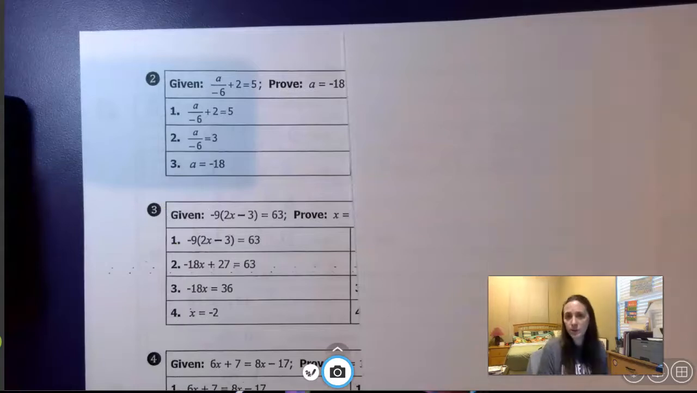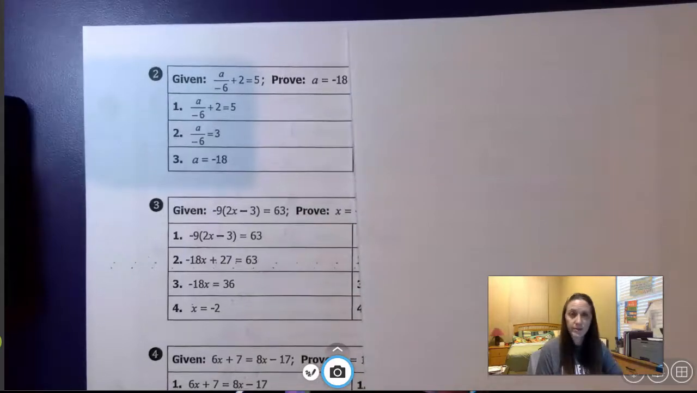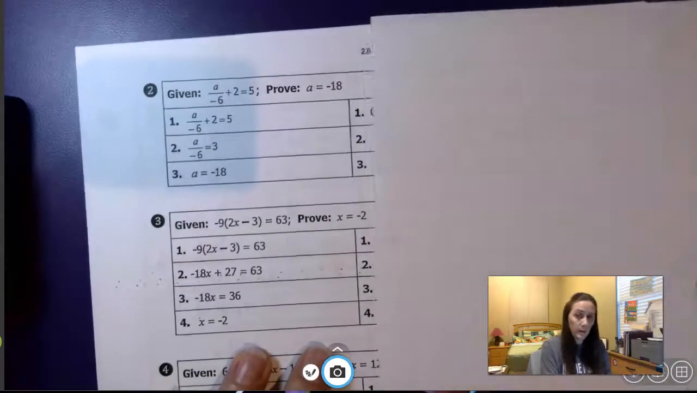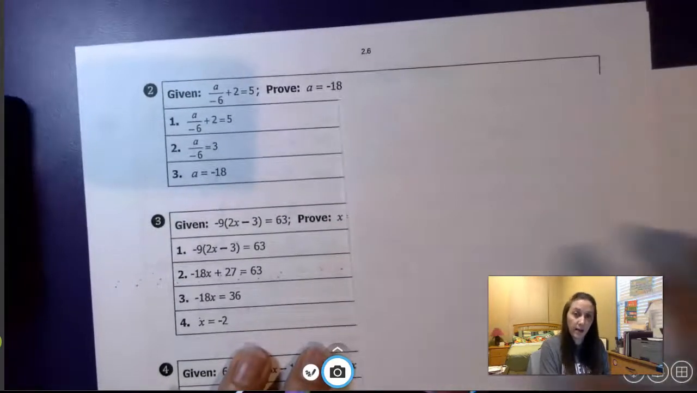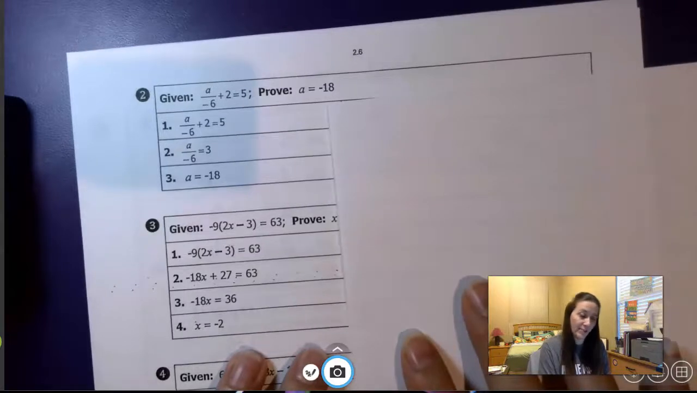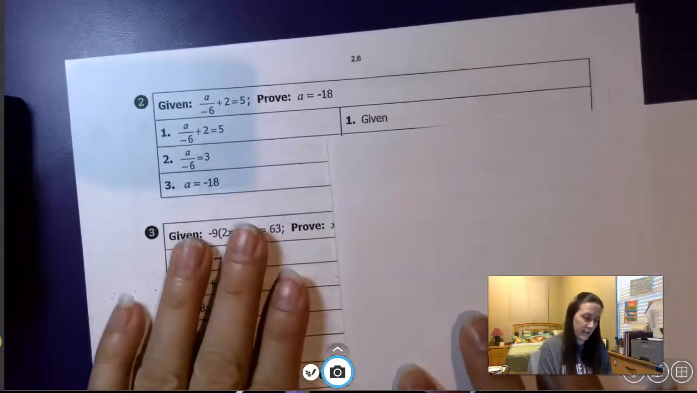Okay, we are not going to do all of the problems today. We are going to do 2, and then we're going to do the last one. I think the last one's number 5. So 2 and 5 over here. So if you want to pause and try to work them out on your own, do that and then see about the check. So the first reason is given.